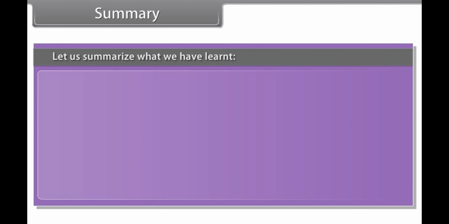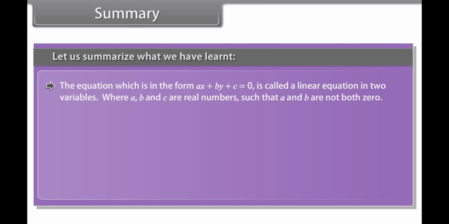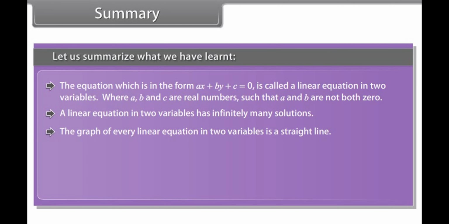Summary. Let us summarize what we have learned. The equation which is in the form ax plus by plus c is equal to 0 is called a linear equation in 2 variables, where a, b and c are real numbers such that a and b are not both 0. A linear equation in 2 variables has infinitely many solutions. The graph of every linear equation in 2 variables is a straight line. The equation of the y-axis is x is equal to 0 and the equation of the x-axis is y is equal to 0.